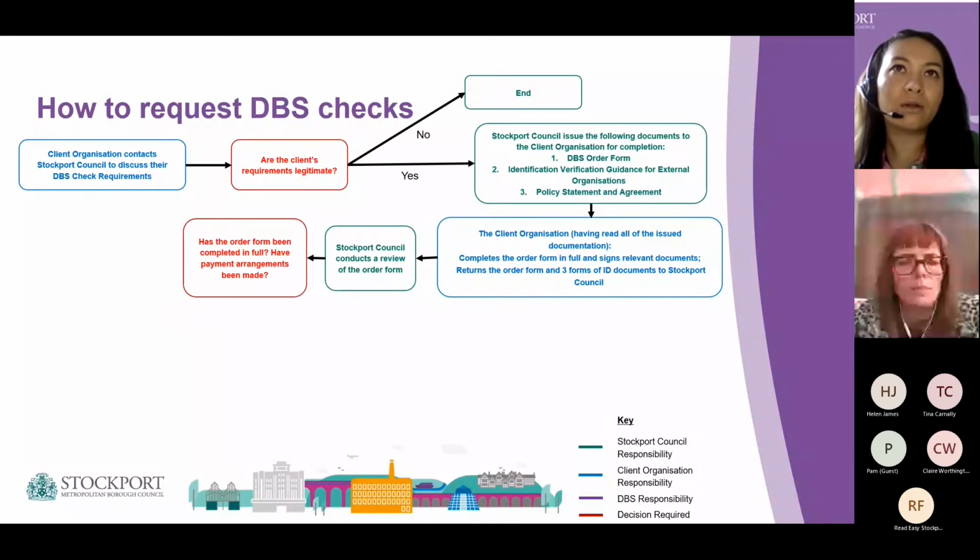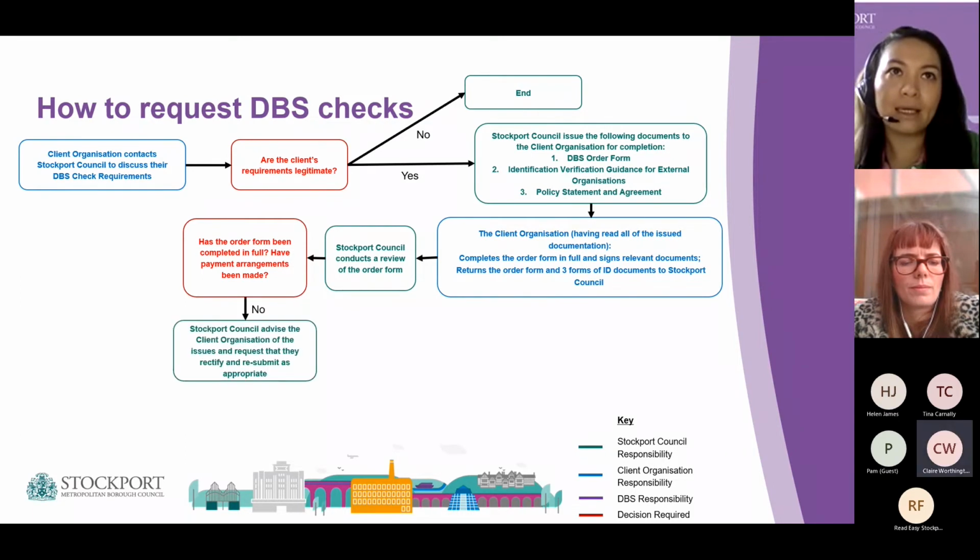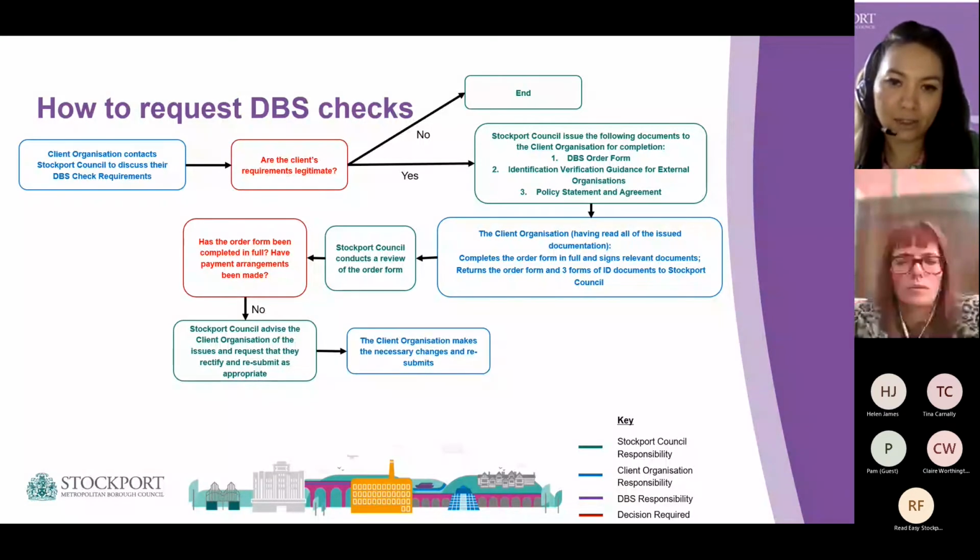If the order form is not fully complete, or there's information missing, or there's something we're not sure about, or if there's a particular ID document that we're unable to use, we'll then go back to the client organisation to advise what needs to happen. The client organisation should then make those necessary changes to the order form, or send over another ID document to replace the document that we're not able to accept.